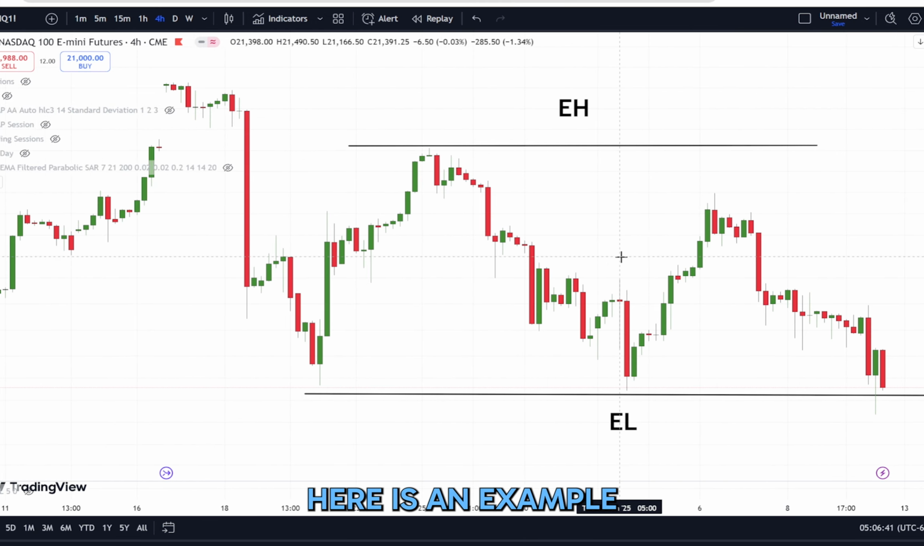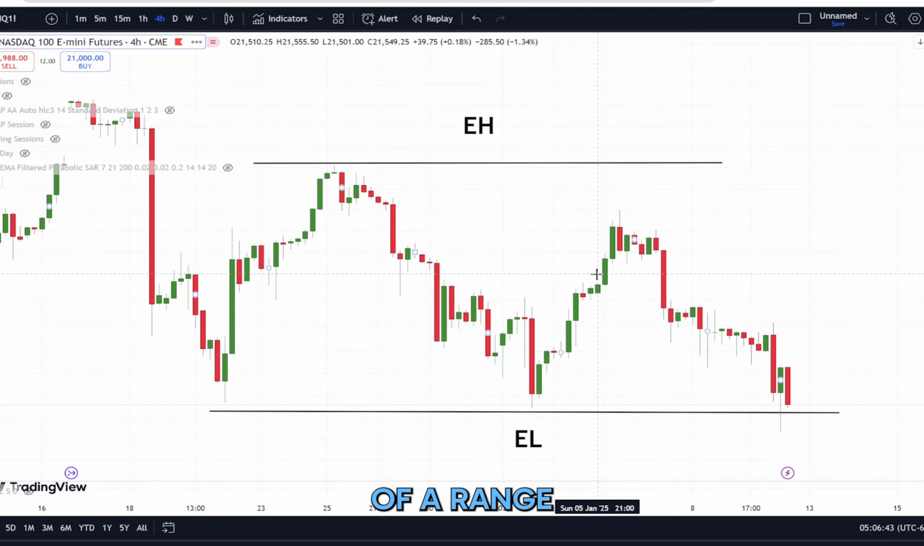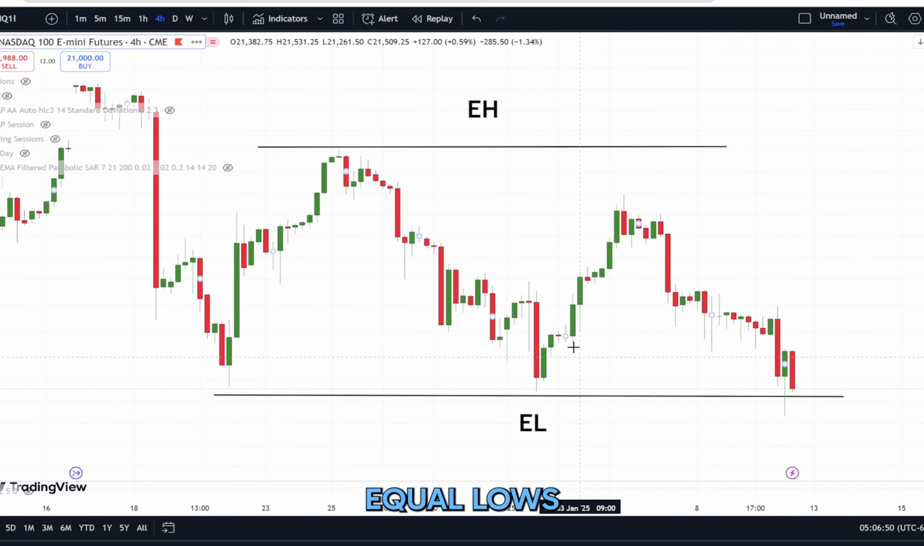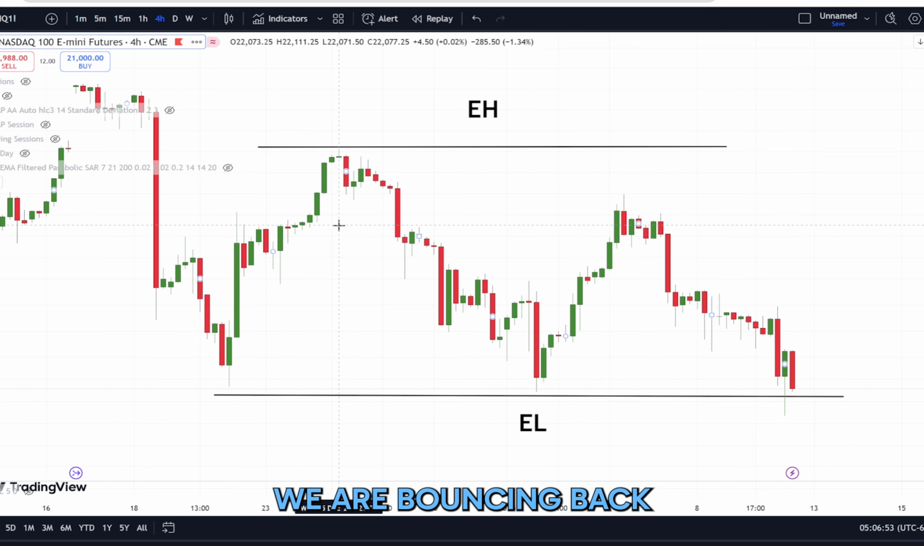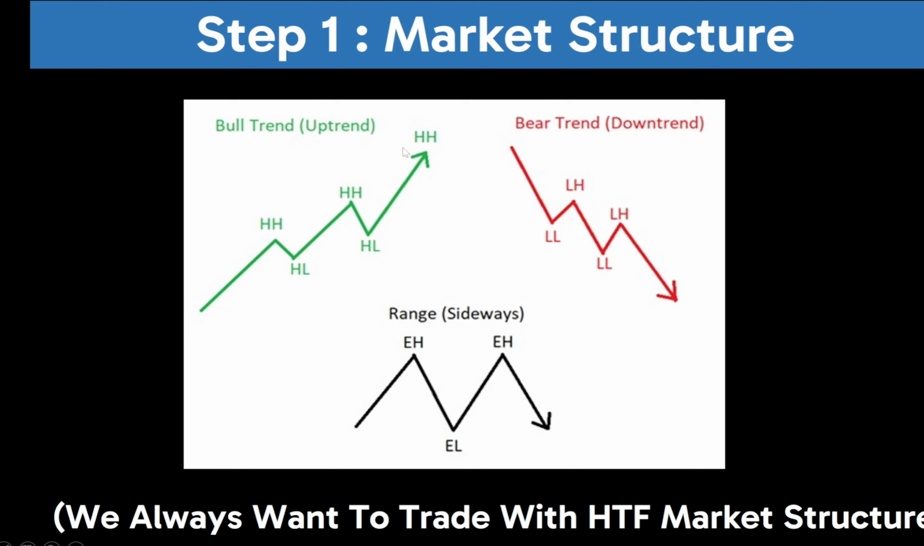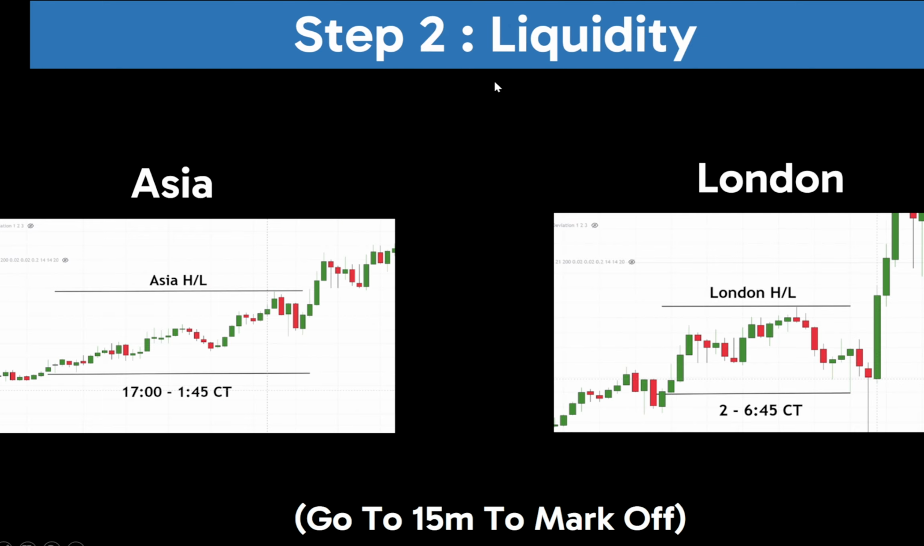And here is an example of a range where we are making equal highs and also equal lows. Here we mainly made equal lows, but you can see that we are bouncing back and forth between support and resistance. Now inside of this strategy, we mainly want to focus on uptrends and also downtrends on the higher time frame. Now step 2 of this strategy is identifying where liquidity is at.